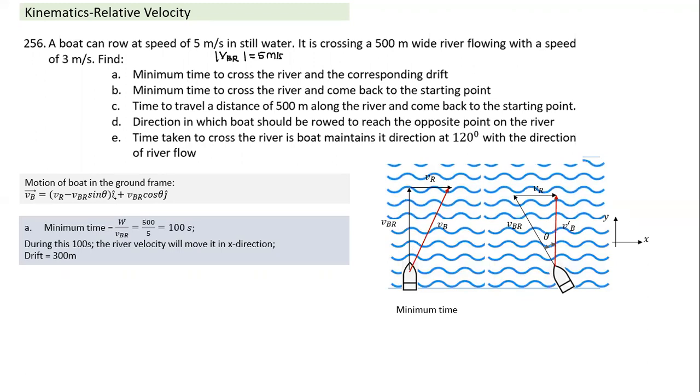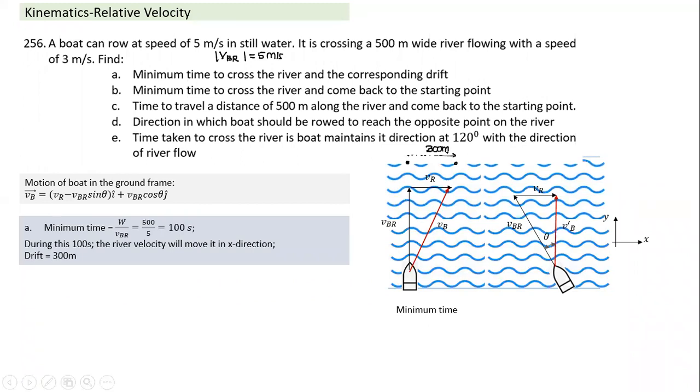At what speed is it being flown? The x component of VBR is 0, so in the x direction it has velocity of VR. So during 100 seconds, it will have a drift equal to 100 into VR. VR is equal to 3 meters per second. It will have a drift of 300 meters. So when it crosses the river of width 500 meters, the boat will not end up at exactly the opposite point. The boat will end up at a point which is on the downstream side by a distance of 300 meters.